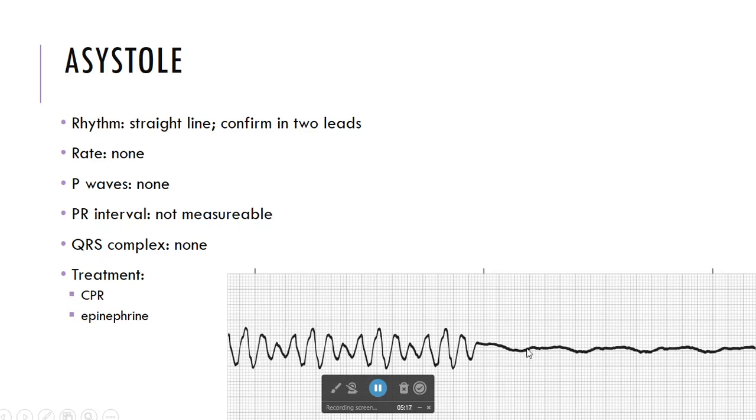So if you see asystole, you do need to confirm that in 2 leads and make sure that your patient didn't pop off. Asystole has no pulse, so if your patient's talking to you in asystole, it's probably not true asystole. There's no P waves, there's no QRS. We start CPR, and our only treatment is epinephrine, and to find out why they are in asystole and fix that underlying cause.